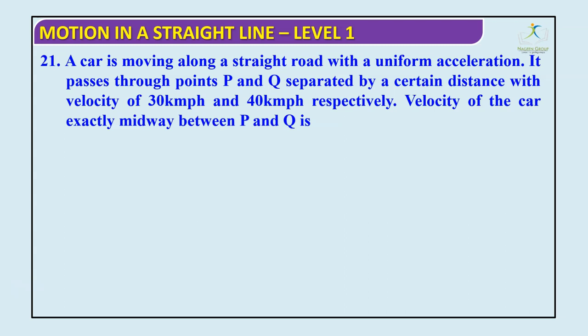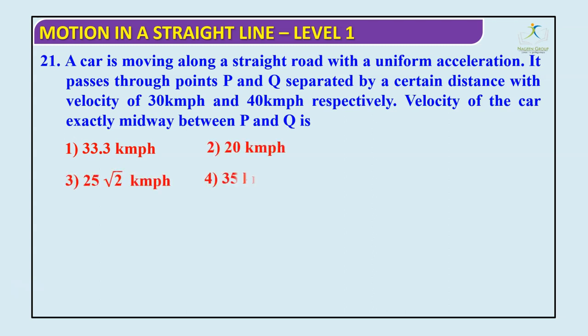A car is moving along a straight road with a uniform acceleration. It passes through points P and Q, separated by a certain distance, with velocities of 30 km per hour and 40 km per hour respectively. The velocity of the car exactly midway between P and Q is: 33.3 km per hour, 20 km per hour, 25 root 2 km per hour, 35 km per hour.